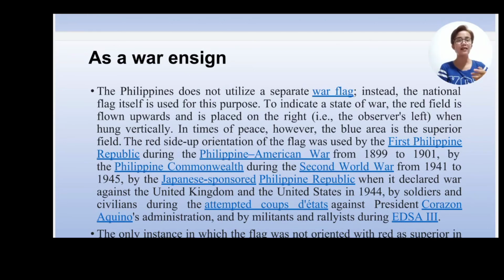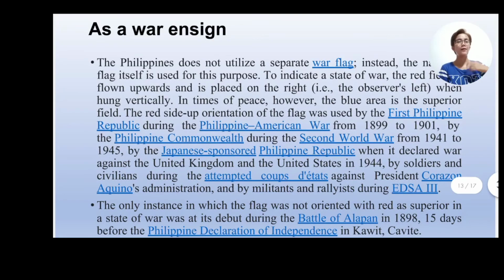How? To indicate a state of war, the red field is flown upwards and is placed on the right when hung vertically. Kabalo naman mo ana, di ba? Nga if ever nga sabit ninyo sa flag dito sa flagpole tapos mabaliktad siya, di ba ang inyo hadang first impression ana is oy unsa di ay gira kay tungod ang red field sa flag is naa na sa ibabaw instead of the blue color. So mao nang itsura sa flag when we are under the state of war.